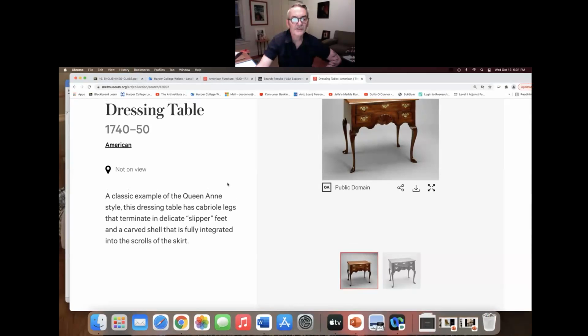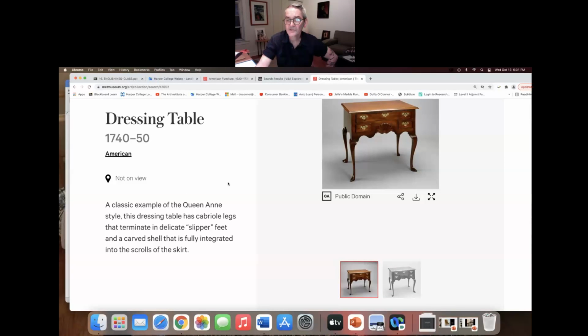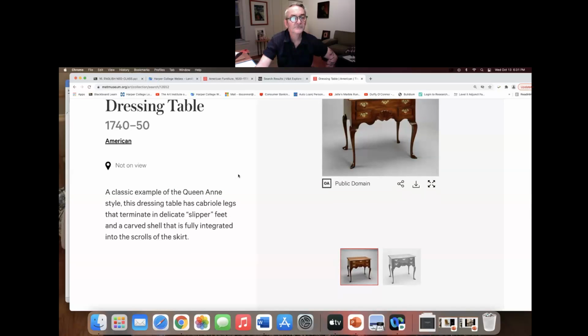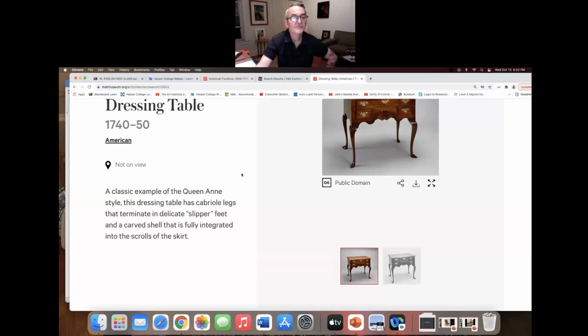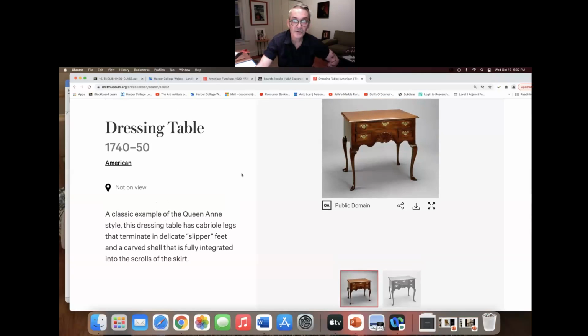1740, 1750. As we know, 1776 is the American Revolution, so this is a little before that. Classic example of Queen Anne style. This dressing table has cabriole legs terminated in a delicate slipper foot, part with a shell that is fully integrated into the scrolls of the skirt.